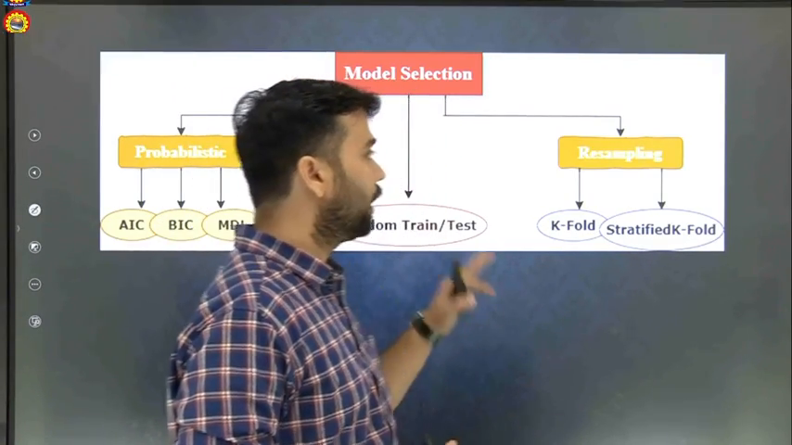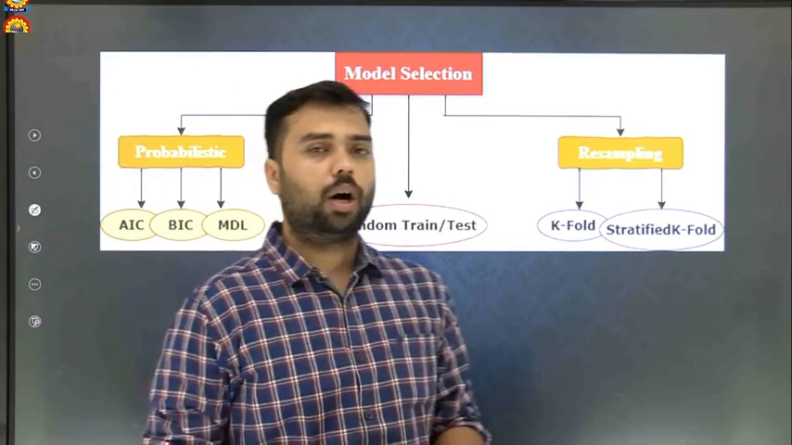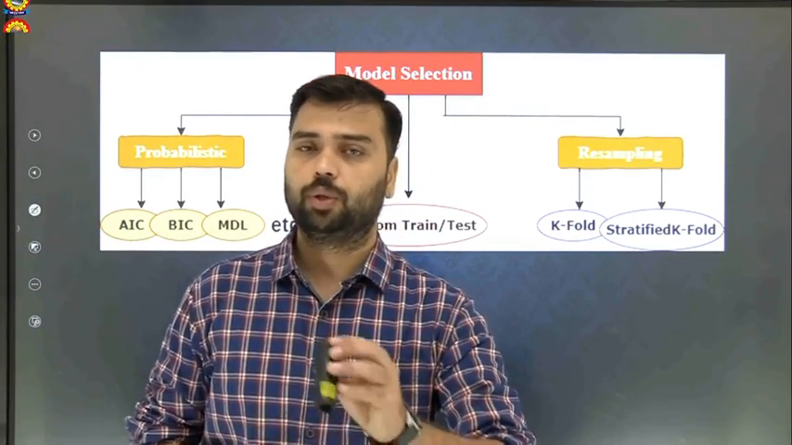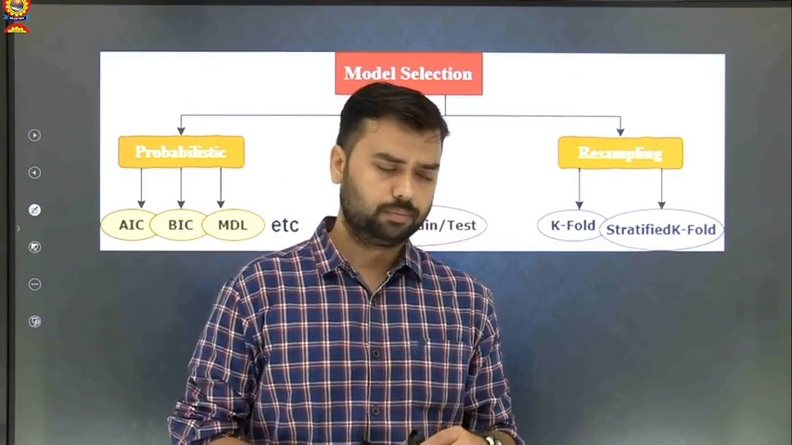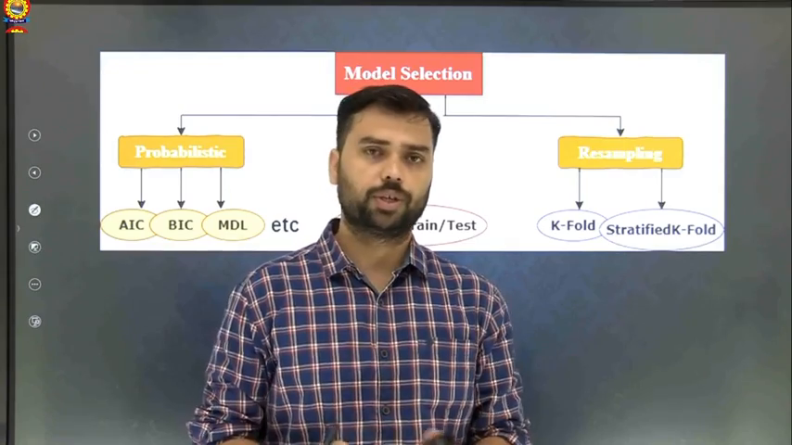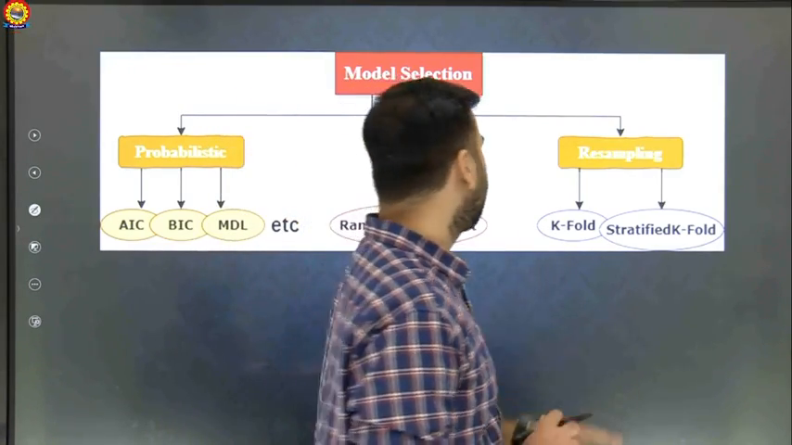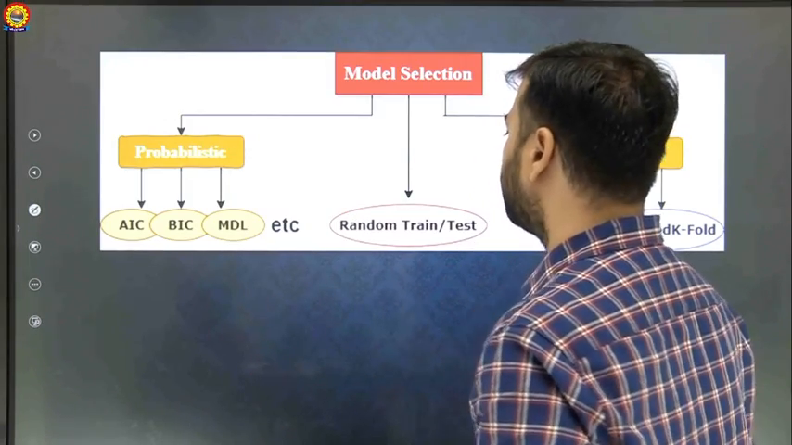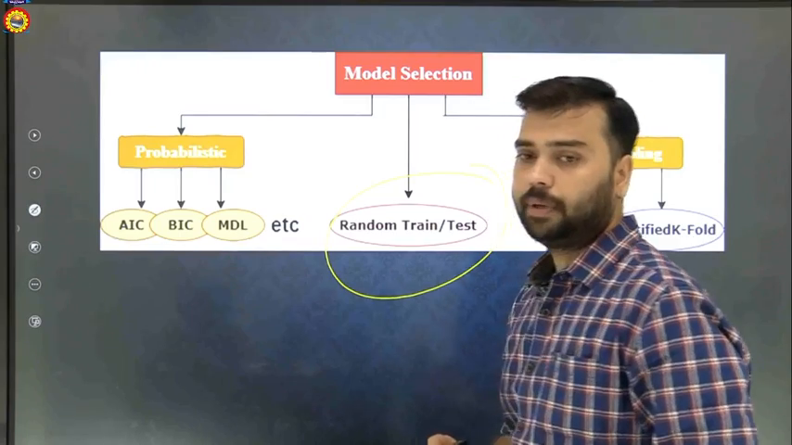The first thing is probabilistic, and the second thing is resampling. Both of these are used for model selection. So what is model selection? We do the evaluation, and then on the basis of the evaluation results, we choose the model by comparing the evaluations to each other. Then there are two things, resampling and probabilistic, and one thing is random train or random test.